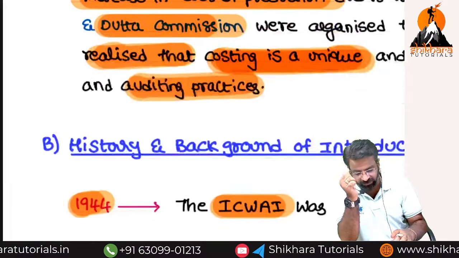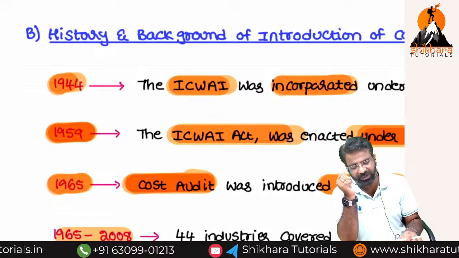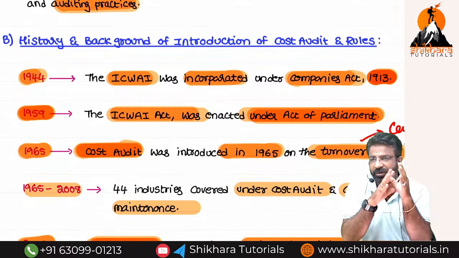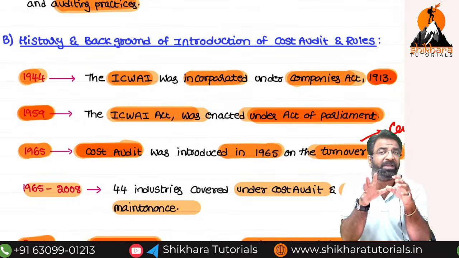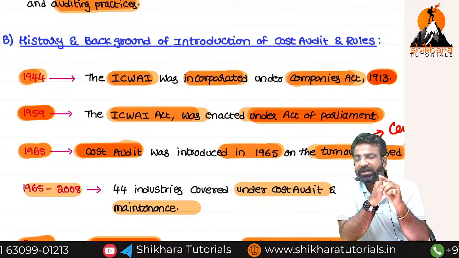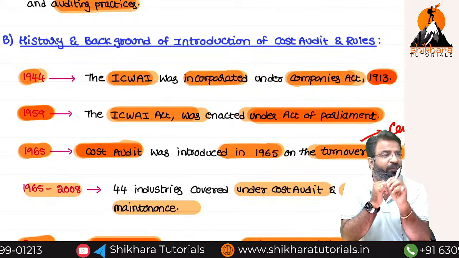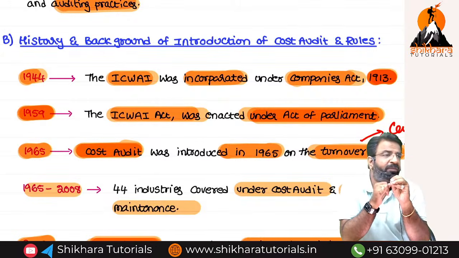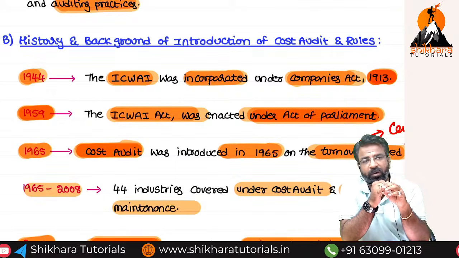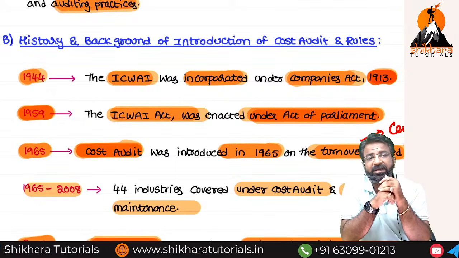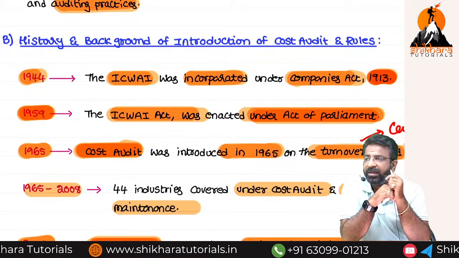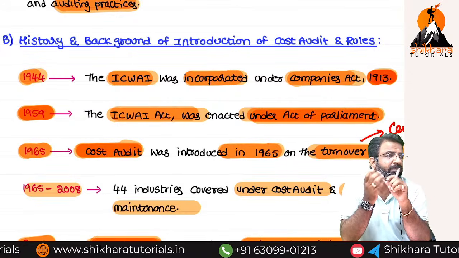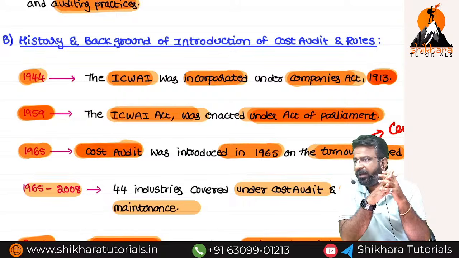After that, we also understood, if we talk about a little bit of history and background, what was the first incorporation of our institute? Was it an institute directly or was it incorporated as a company first? It was incorporated as a company. Year was 1944. So in 1944 the Institute of Chartered Cost and Works Accountants of India Limited was incorporated under which act? Companies Act 1913. After that, in 1959, we converted this company into an act by passing the bill in both houses of Parliament under the Act of Parliament.